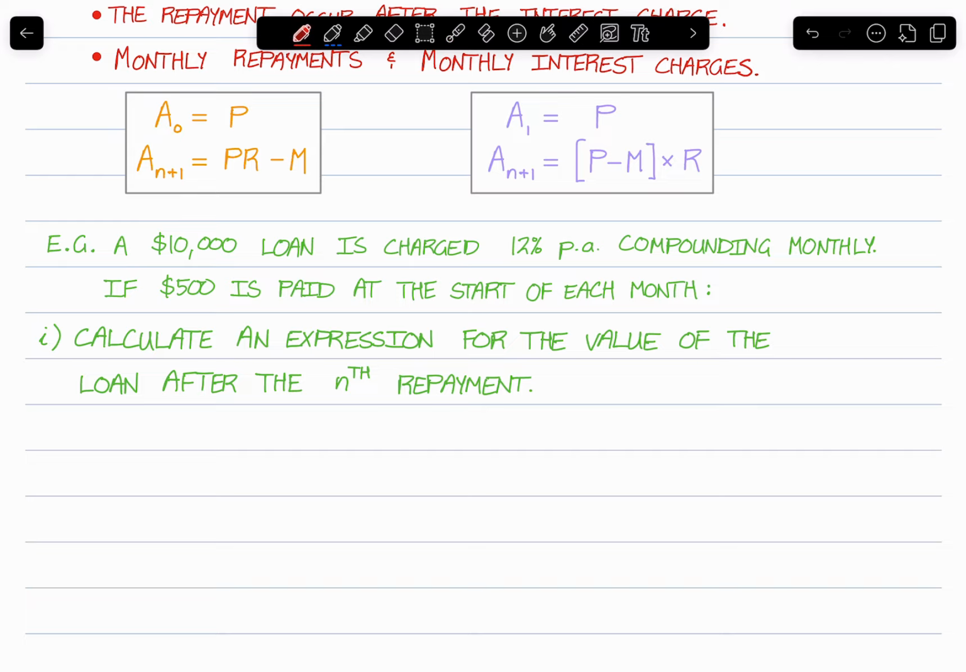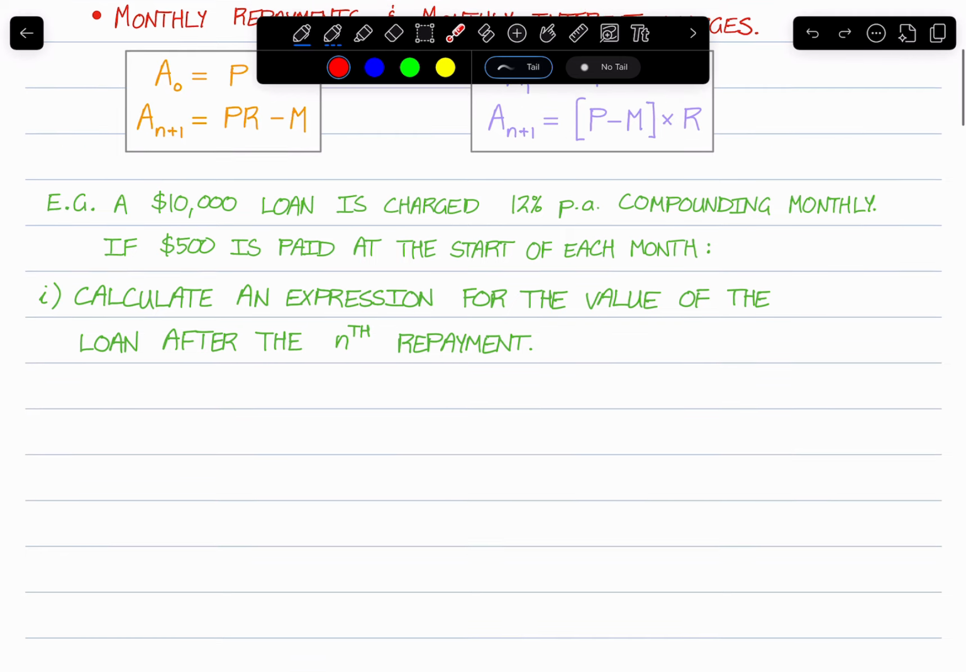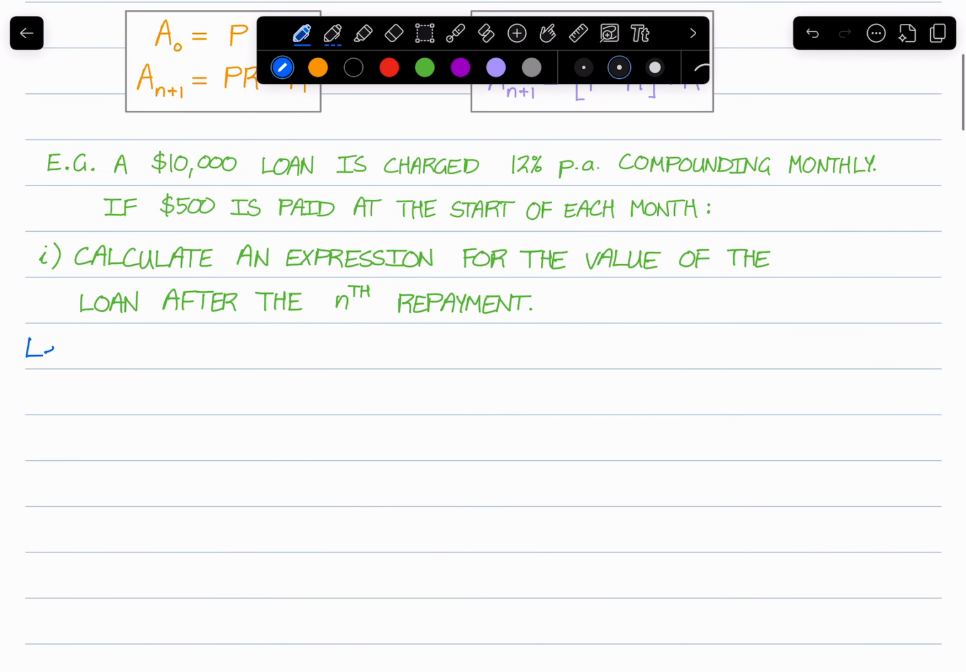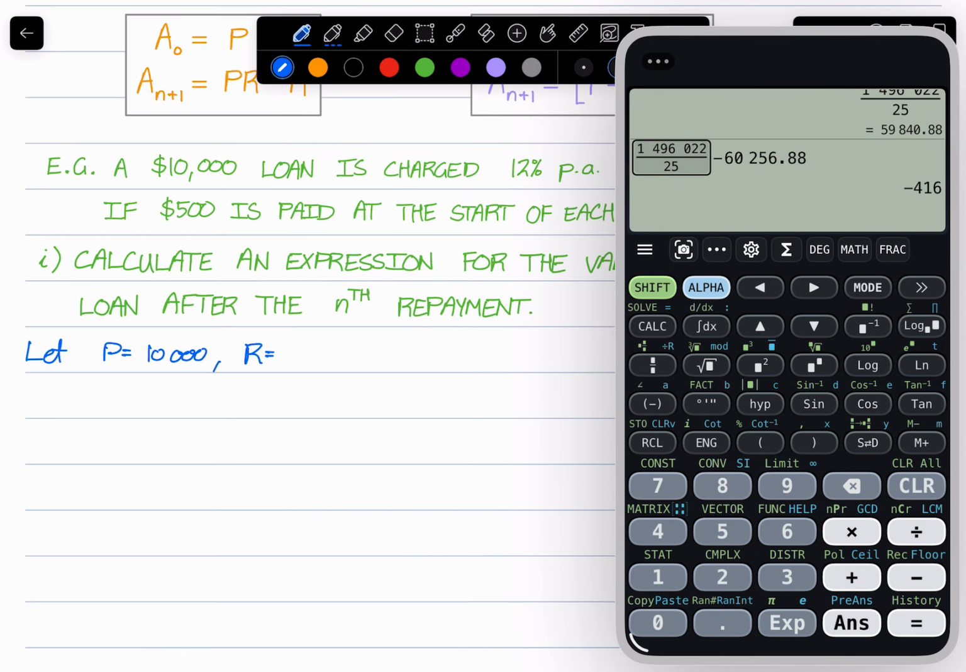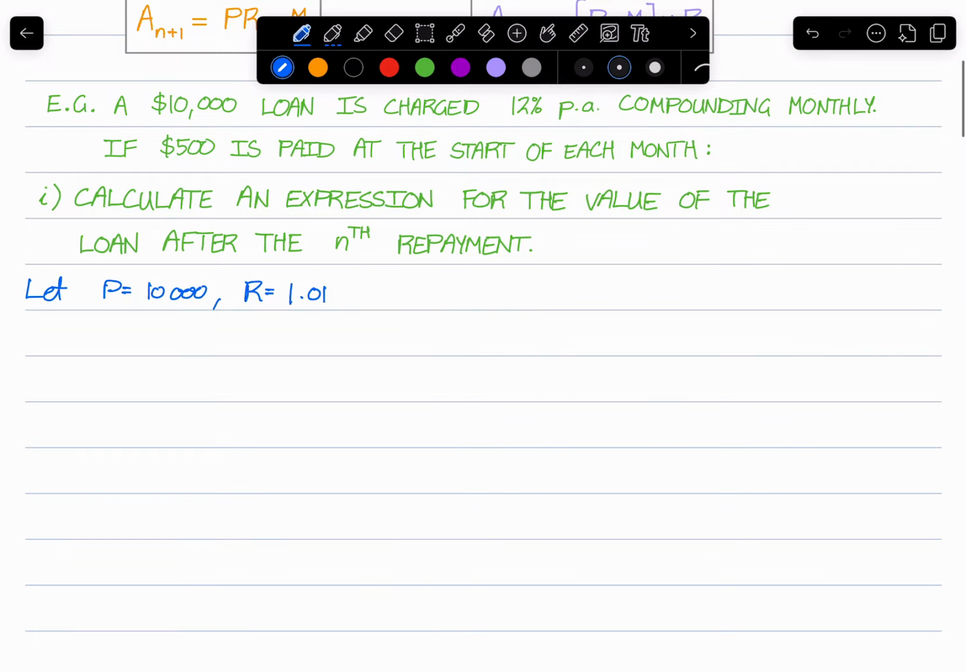So because of that, a few things. First, we're going to change this 12% per annum. That's a nice easy change. So let's first let P equal 10,000. Going to let R equal 12 divided by 12. I should just grab a calculator here. 0.12, which is 12% divided by 12, we get 0.01. But because we are increasing this, it becomes 1.01. Now that we have this, we can start building our expression.